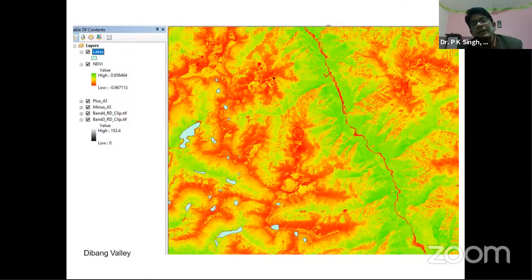That's why it is greener. Once it is going on the high parts, high altitudes, where in some parts some snow cover is also there, so their NDVI is very low.